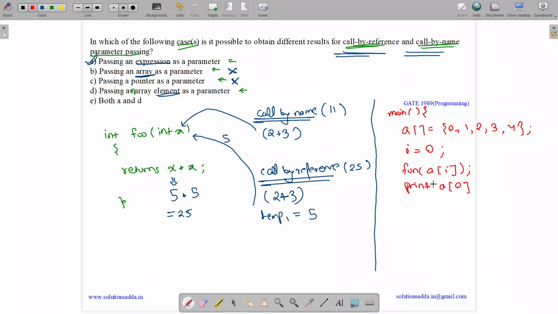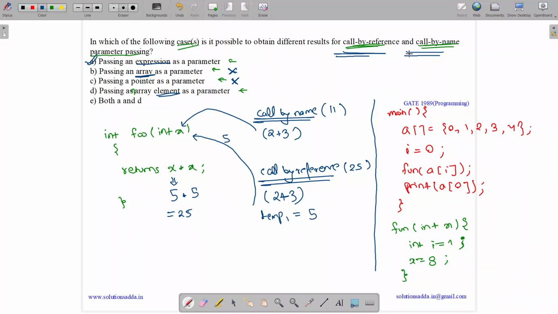Now we need to define this function fun. So how will we define this? Let us suppose this function is represented like this. Fun takes a parameter x, and what it does is int I equals to 1 and x equals to 8. So let us suppose this is a dummy code that we will analyze for call by reference and for call by value.